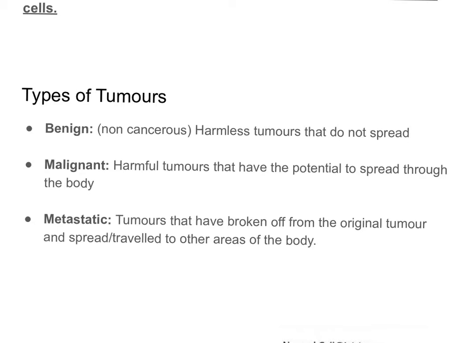When a tumor spreads, we say that it has metastasized. So a metastatic tumor is one that has broken off from the original tumor and spread to some other area of the body. Usually it spreads via the lymph system or the circulatory system.